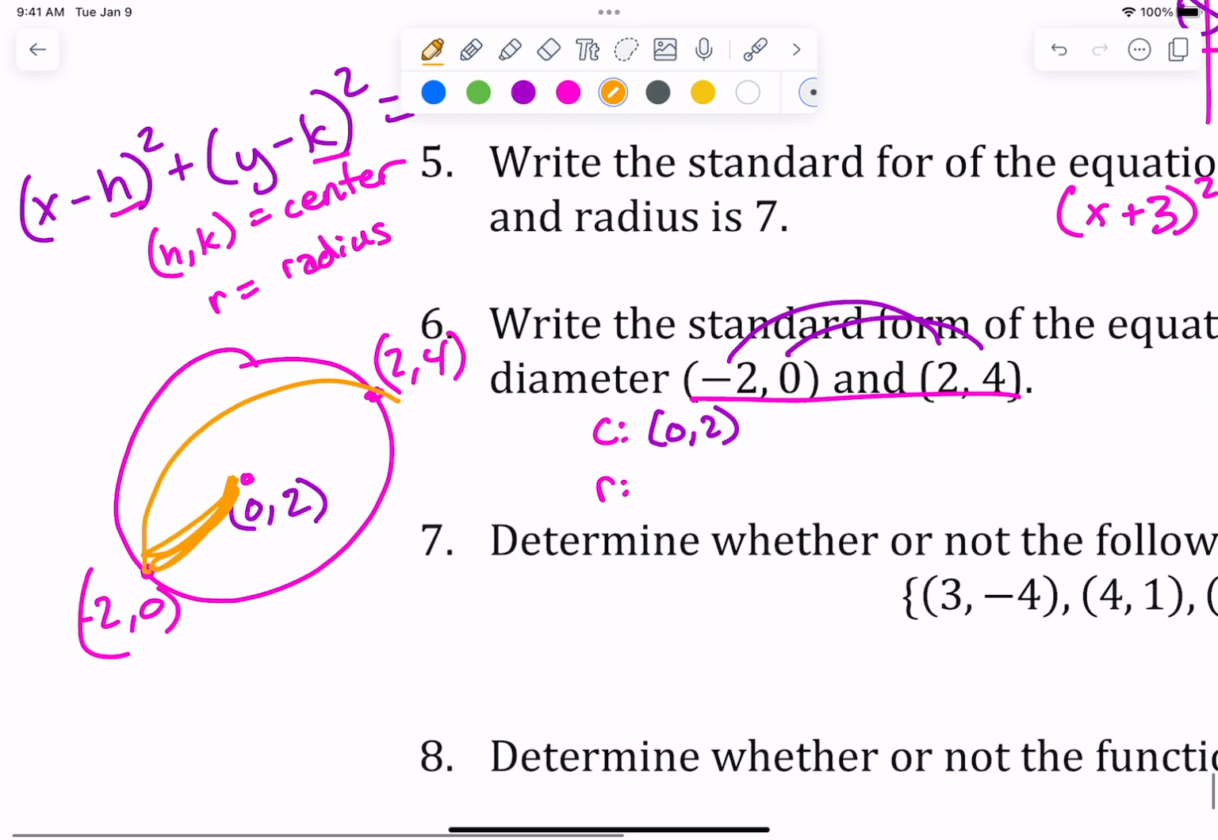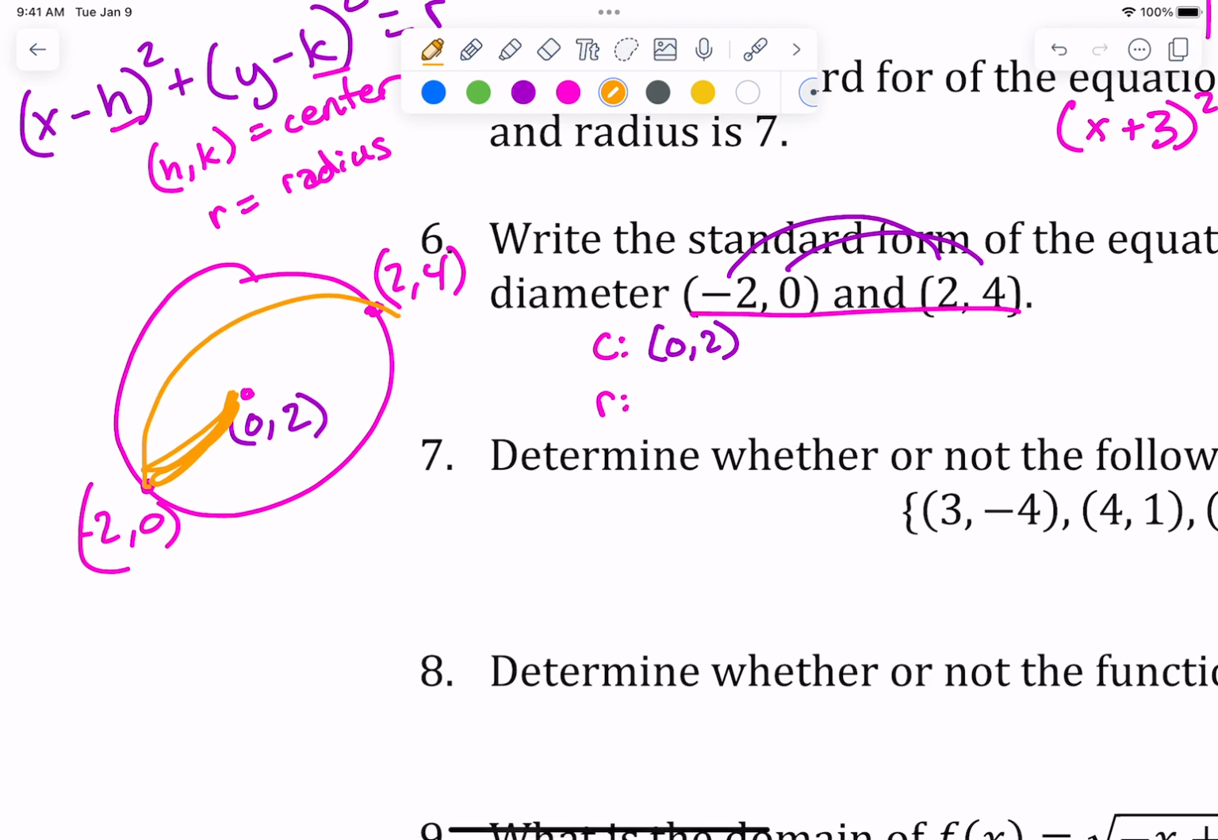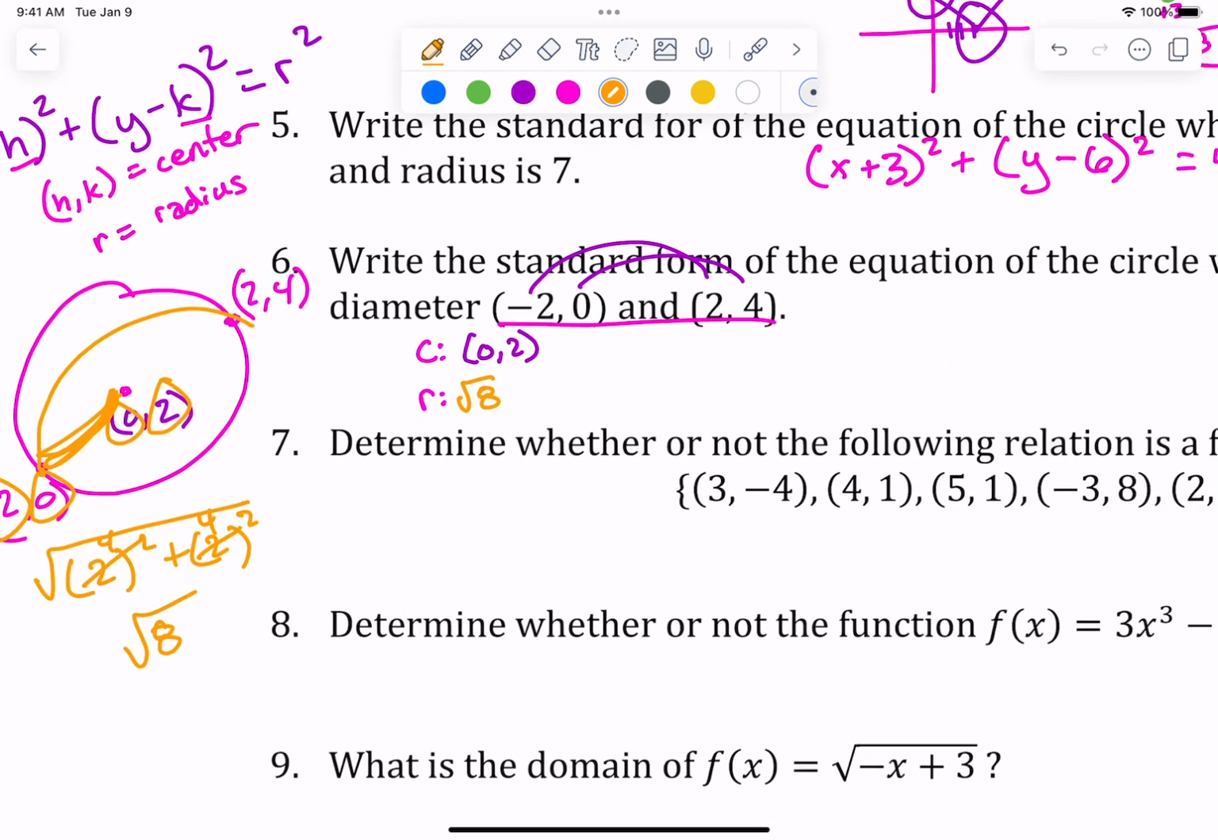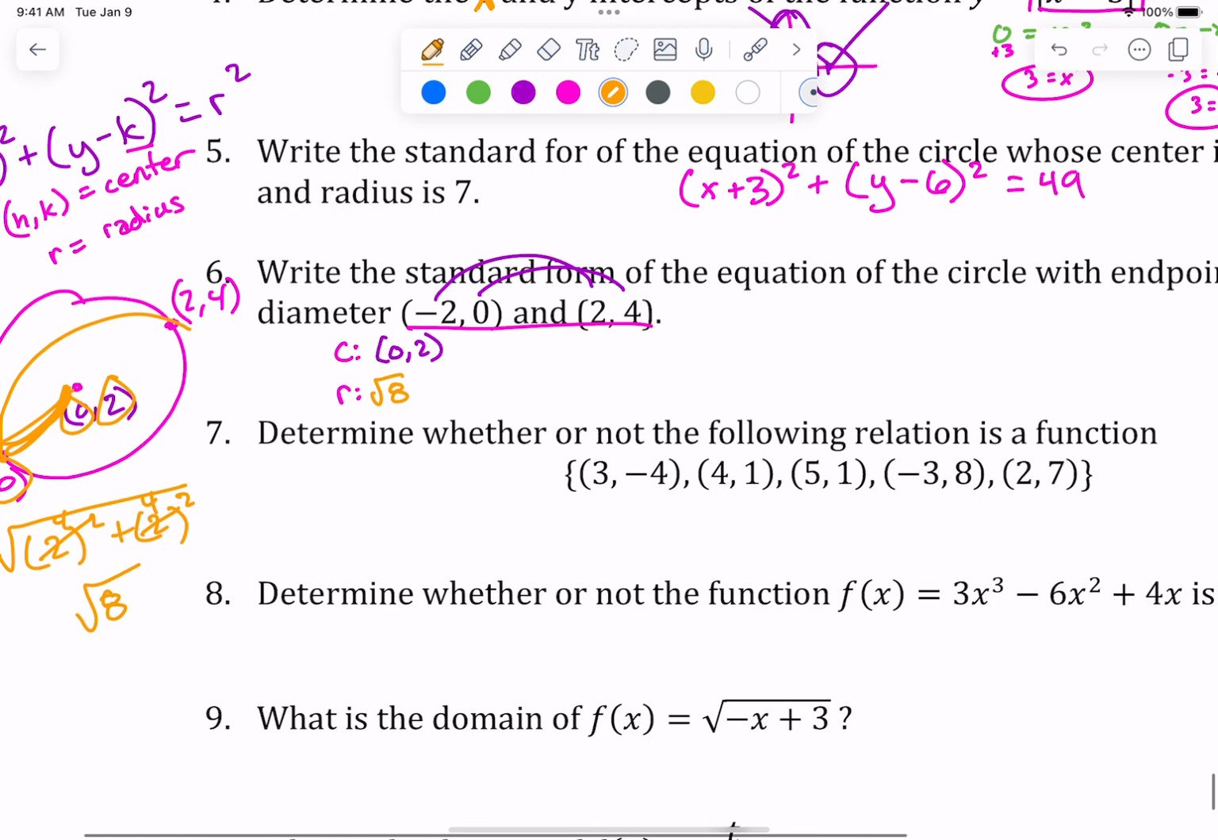Okay, so to find the radius, we're doing the distance formula. How far apart are -2 and 0? 2. How far apart is 0 and 2? 2. 2 squared is 4, 2 squared is 4. 4 plus 4 is 8, and the square root of that is my radius. But we're not going to take the square root, and we're not going to write it as a decimal. Now we plop them into the formula.